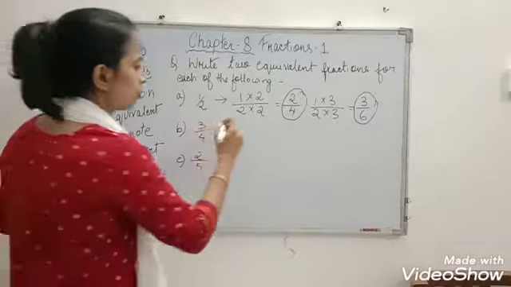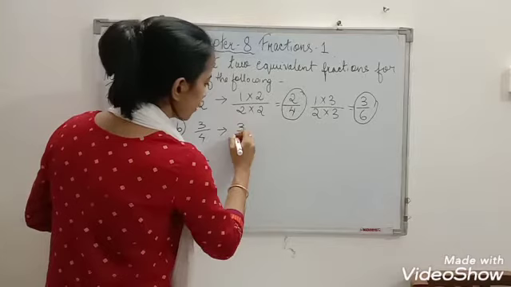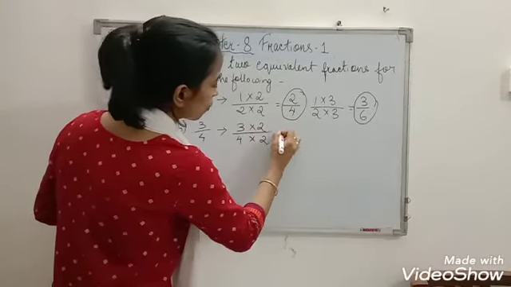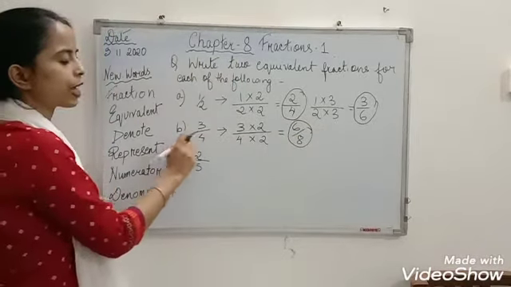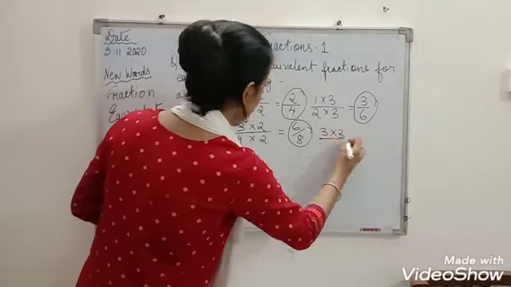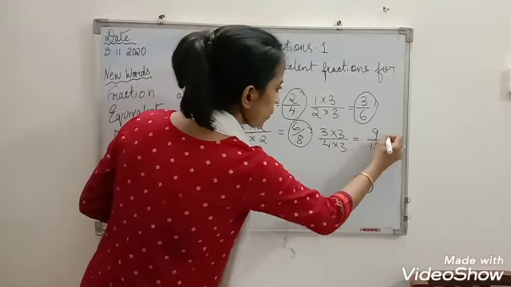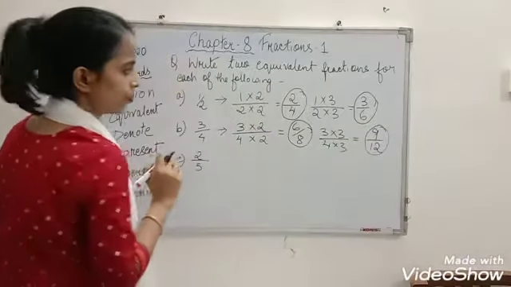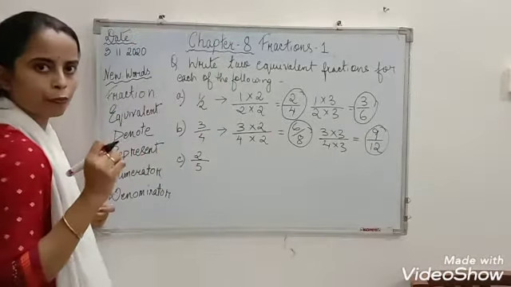Again same process. Multiply both the numerator and denominator by the same number. So we'll take 2. 3 into 2, 4 into 2. That is 6 by 8. So one of the equivalent fractions of 3 by 4 is 6 by 8. Again one more. 3 into 3, 4 into 3. So another one is 9 by 12. So 3 by 4 is equal to 6 by 8, equal to 9 by 12.